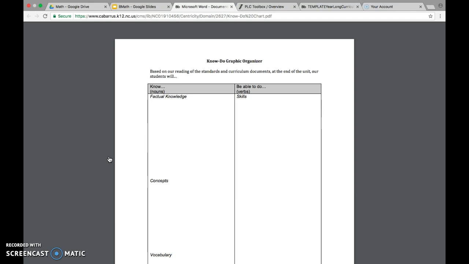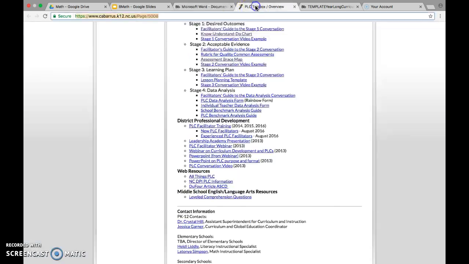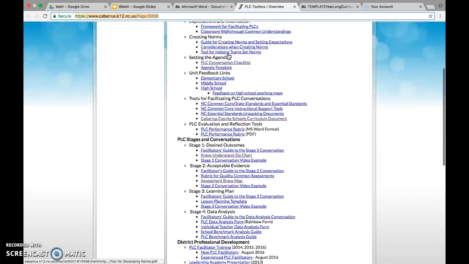Then compare your know and do list to the know's and do's that you find on the UBD document for Cabarrus County Schools. This is a good way to review the curriculum both for yourself but also for the work that the writers have done. And then if you find any discrepancies or you have questions or concerns, you can go into the PLC toolbox. And here under unit feedback links under middle school, you can provide that feedback so that we can continue to revise and hone our documents.